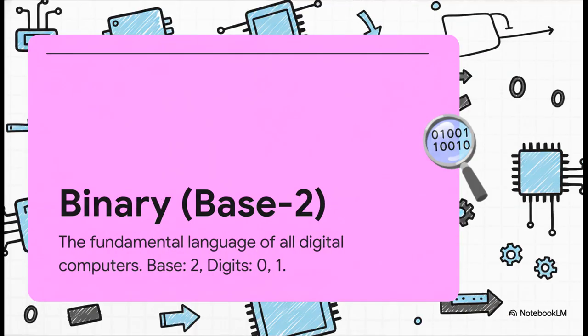Next, of course, is binary, or base 2. This is the computer's mother tongue. With a base of just 2, it only has 2 digits to work with, 0 and 1. It's incredibly simple, which makes it perfect for representing those on and off electrical states we were just talking about.